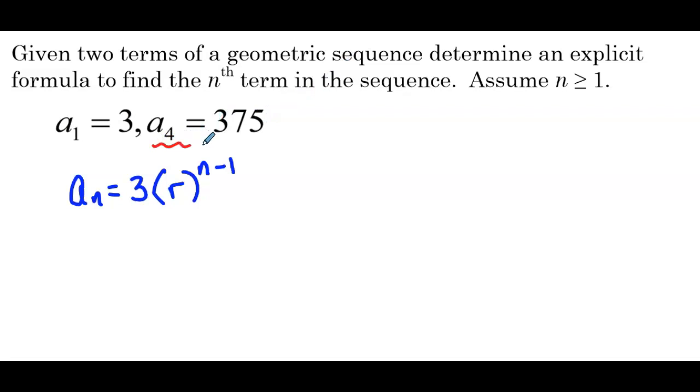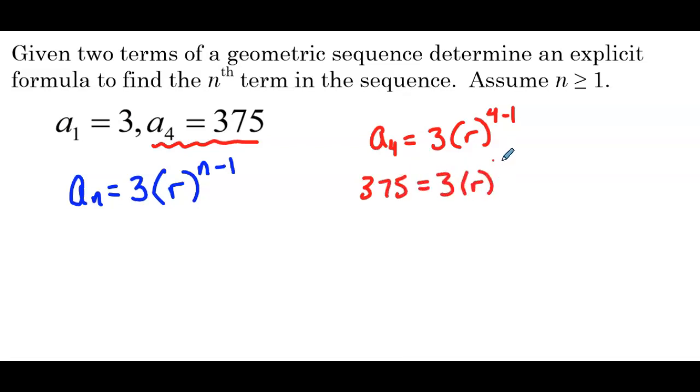But what we can do is use this and the formula that we've written so far to solve for the common ratio. If we know the fourth term, we can plug n equals 4 in. So a sub 4 equals 3 times r to the 4 minus 1. A sub 4 is 375, so 375 equals 3 times r to the third. Now we want to isolate r cubed, so we have to divide both sides by 3. So we have 125 equals r cubed.